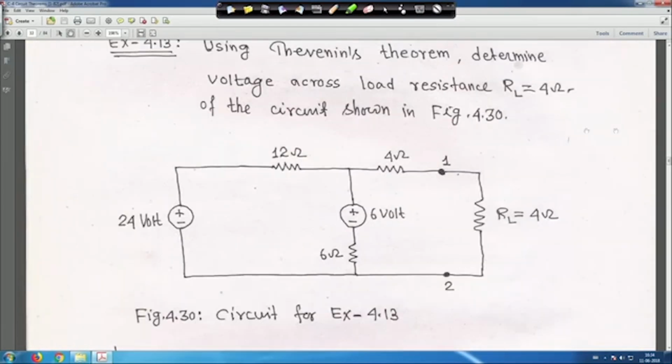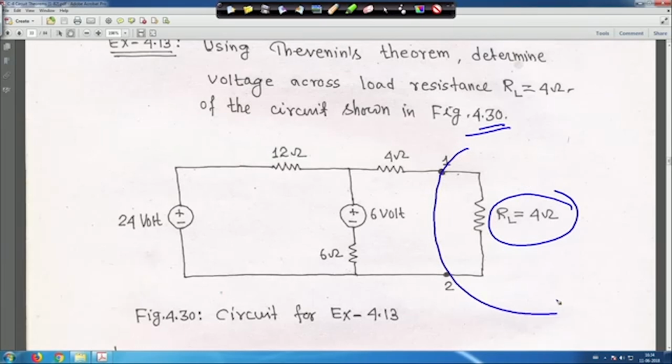Using Thevenin's theorem, determine the voltage across load resistance R L of the circuit shown in figure 30. This is chapter 4, problem 30, figure 30. We have to find out, using Thevenin's theorem, the current through load resistance R L equal to 4 ohm. For Thevenin's theorem, first we will remove this load resistance and make it an open circuit, that is what we have done.